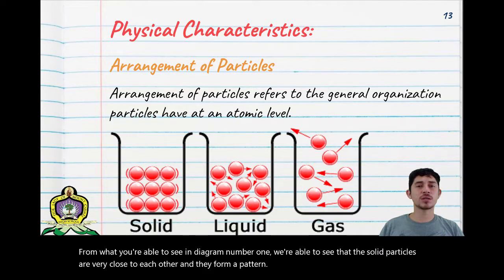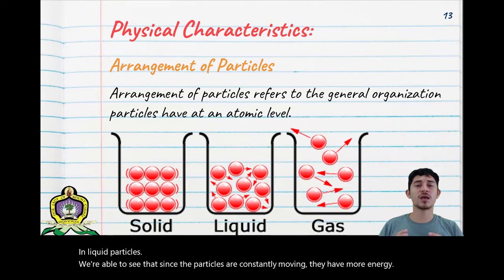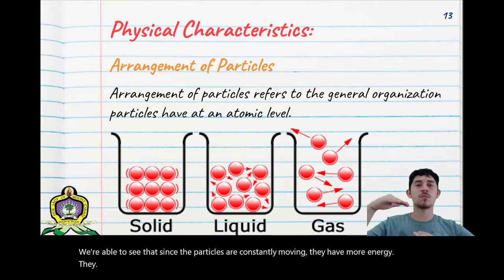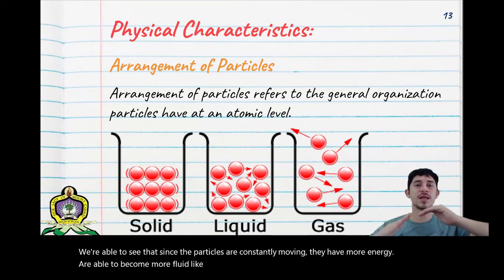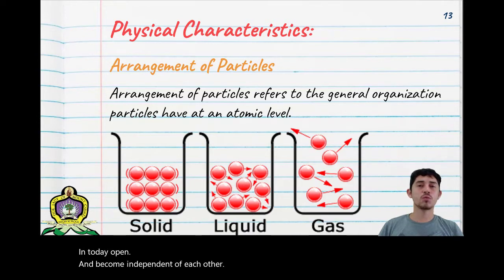In liquid particles, we're able to see that since the particles are constantly moving, they have more energy, so they are able to become more fluid, like liquid water. And in gases, since the particles have so much energy, they're able to fly off into the open and become independent of each other. That would be the arrangement of particles in solid, liquid, and gases.